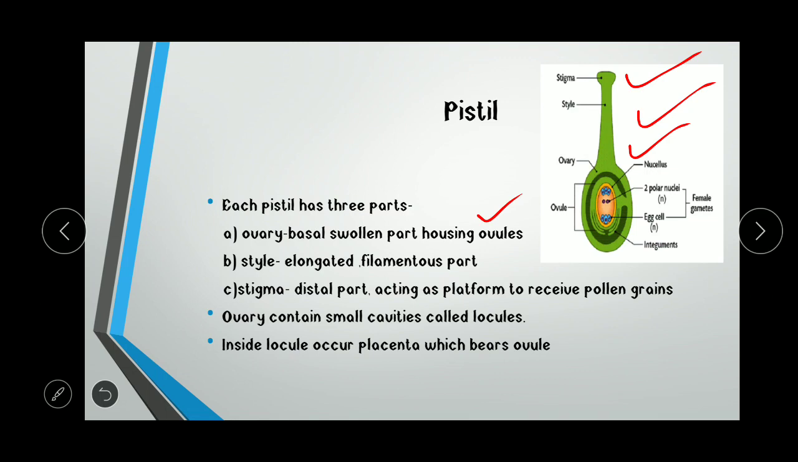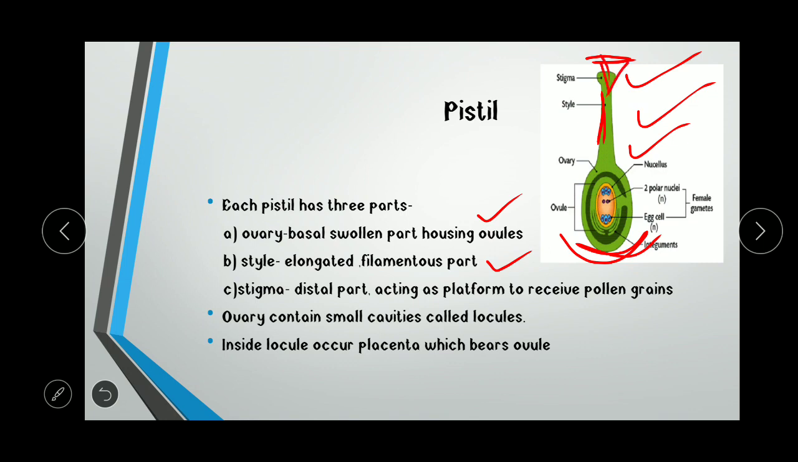Then the style is the elongated part. Okay, this is the style. This is the elongated part. It can contain small filaments. That's why it is also called the elongated filamentous part. The stigma is the distal part. This is the most distant from the flower. That's why it is called the distal part, and it acts as a platform to receive the pollen grain. Here the pollen grains are laid.